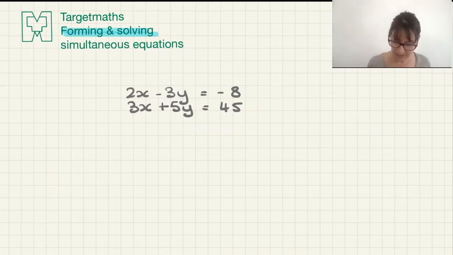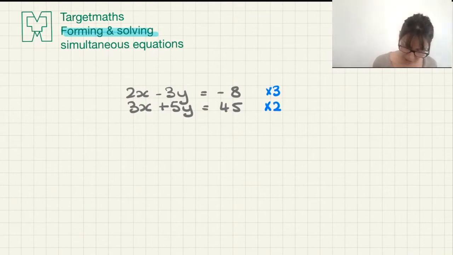So the first thing that I need to do is make sure that the first term, and this could be any letter, it's not necessarily the x, is the same in both equations. And at the moment, they really are not. So in order to get these the same, I'm going to cross multiply. I'm going to multiply the top one by 3 and the bottom one by 2. And then I will rewrite my equations.